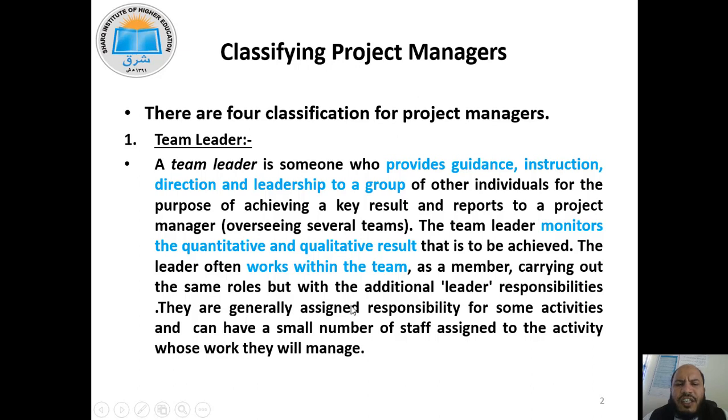The leaders are generally assigned responsibility for some activities and can have a small number of staff assigned to the activities whose work they will manage. So the leader will manage the work of their staff, they will guide them, instruct them, and direct them to achieve specific results, and the leader will report these results to the project managers. The leader will always qualitatively and quantitatively monitor the results, and he will work within the team as a team member, and he is always assigned the same responsibility with additional responsibility to manage the team.